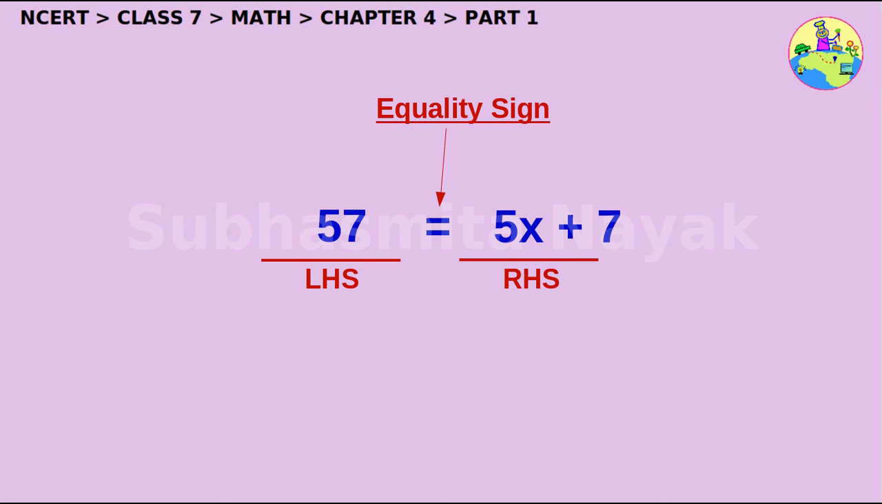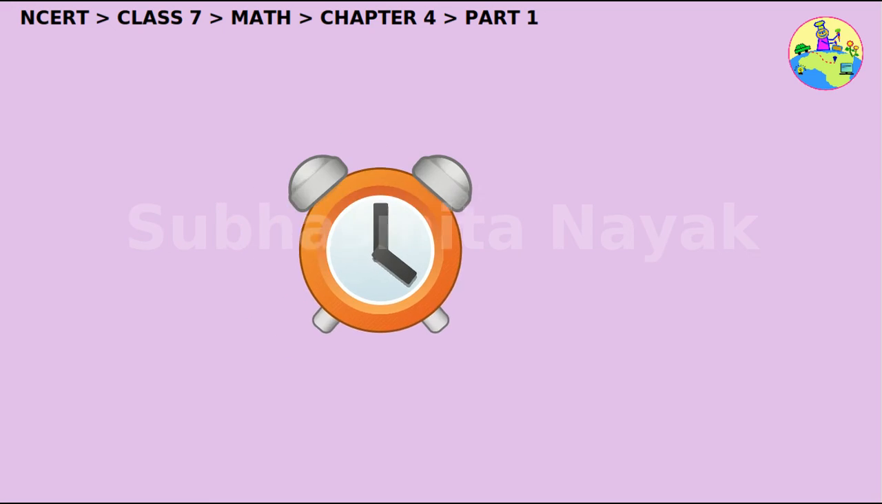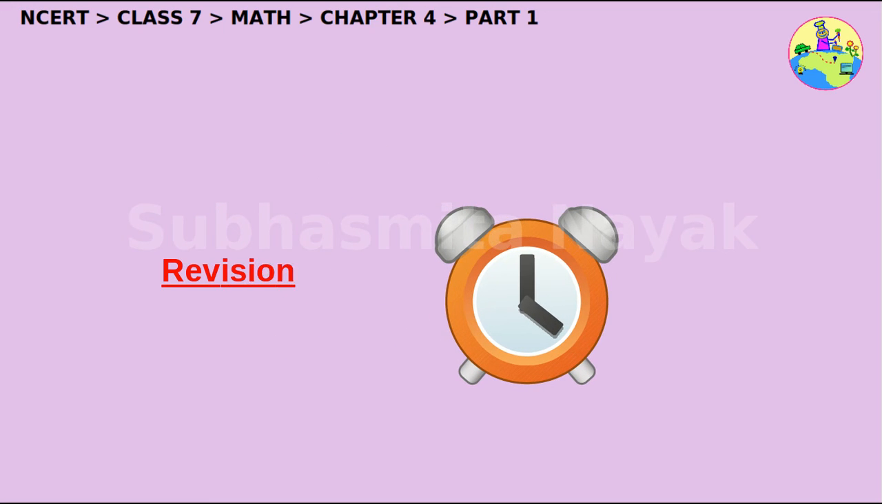Let's remember one thing. If there is at least one variable, then only we will solve the equation, like we found x = 10 in the last story. Hence, an equation always has at least one variable. Now it's time to revise what we have learned so far.